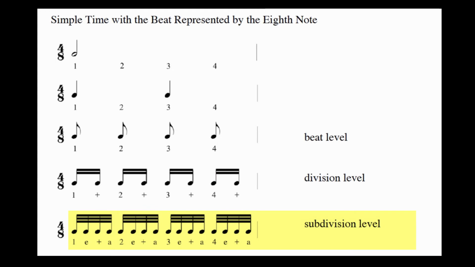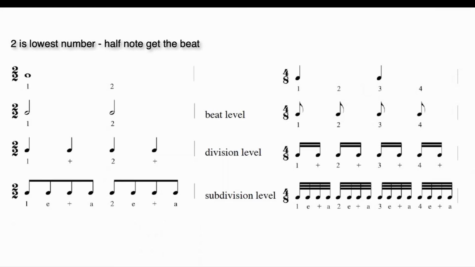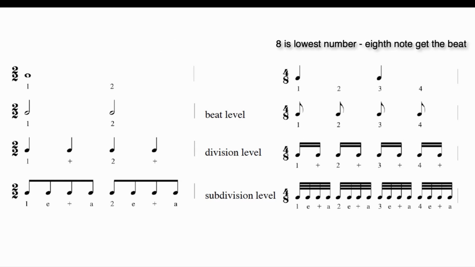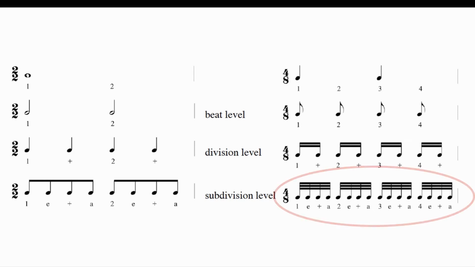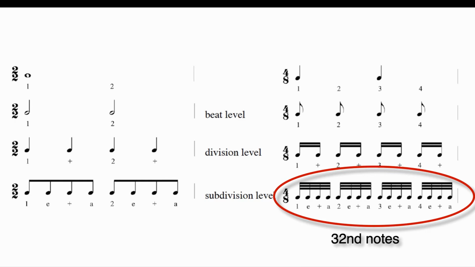Now here are 2 charts. The first is showing the beats and divisions when 2 is the lowest number of the time signature, and the other showing the beats and divisions when 8 is the lowest number of the time signature. Notice that the notation of notes at the subdivision level in 4-8 time requires the use of a new type of note, the 32nd note. Every time we add an additional flag or beam to a note value, its speed becomes twice as fast.